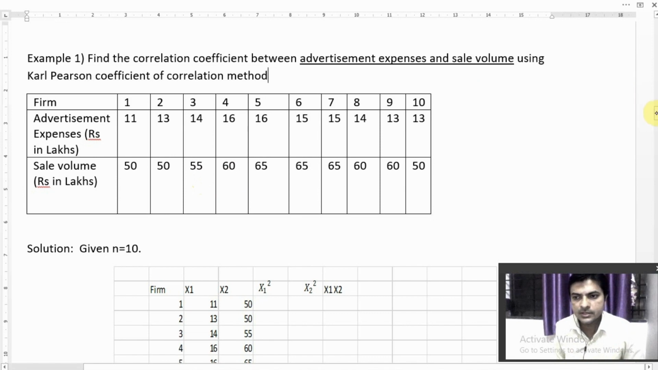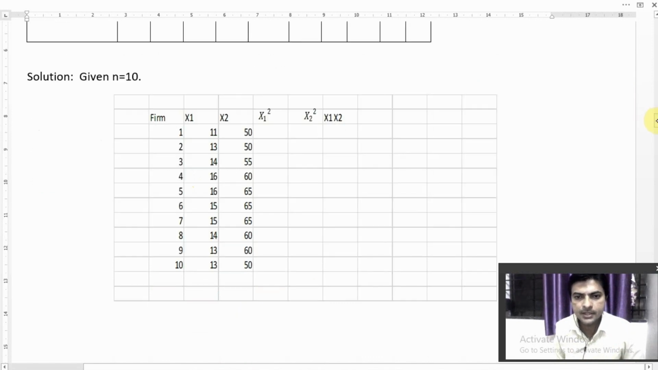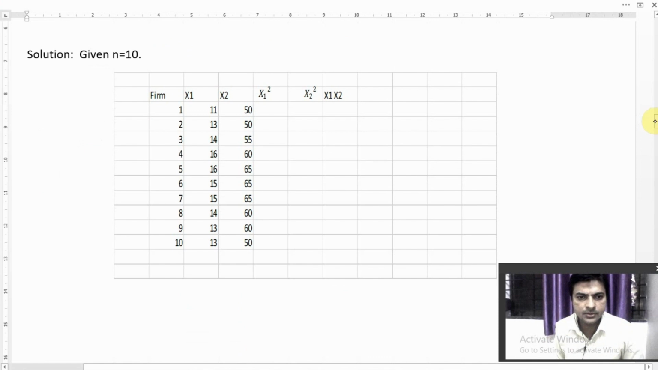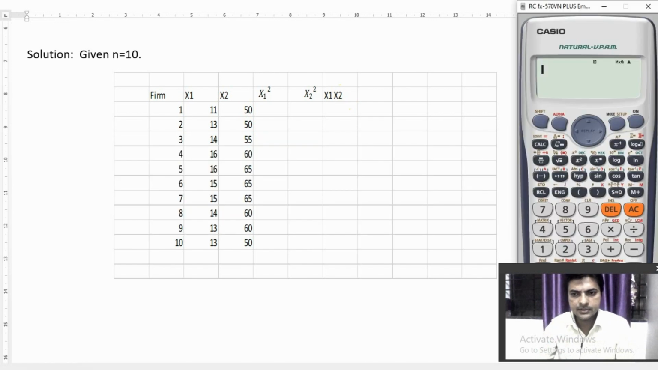So without wasting your time, we take the table. Yes, in this table you can see we are going to use the calculator. We are going to square this x1 square and x2 square. First you write all the firms, n is equal to 10, then x1 you write down all the values, x2 you write down in the table properly. Make a table properly, make the lines properly. x1 square you find out, x2 square you find out, then x1 into x2 you have to find out. So you're going to do it in the calculator. You can see I have taken the calculator here. I am going to type all the values and square quickly.